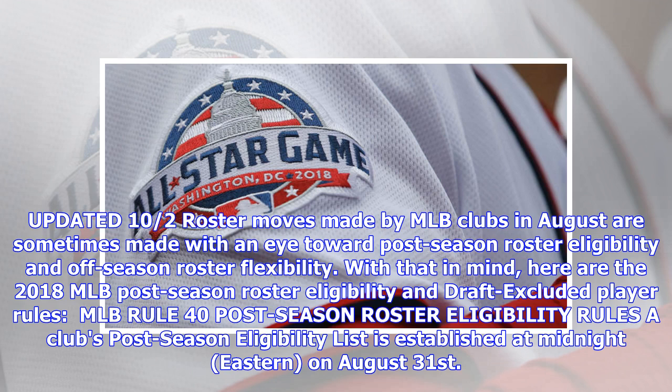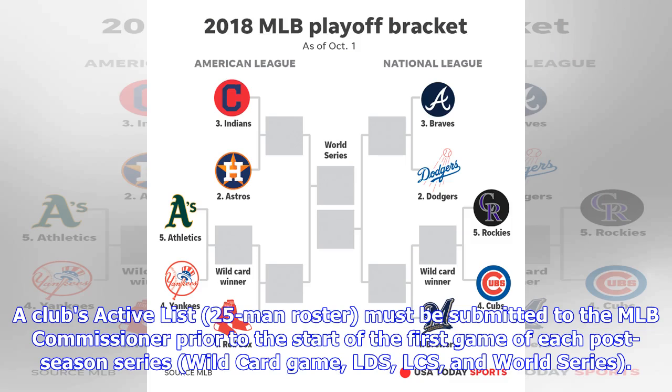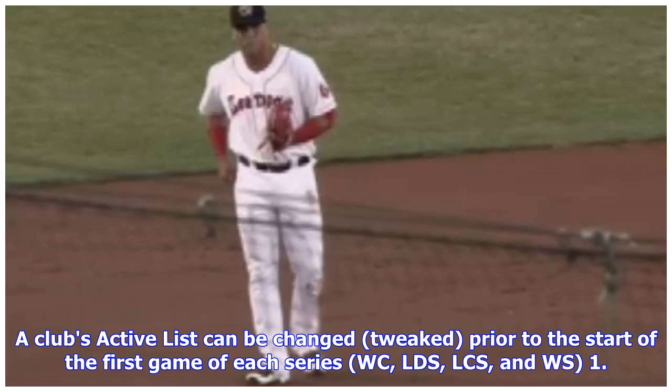MLB Rule 40 postseason roster eligibility rules. A club's postseason eligibility list is established at midnight Eastern on August 31st. A club's active list, 25-man roster, must be submitted to the MLB Commissioner prior to the start of the first game of each postseason series: wild card game, LDS, LCS, and World Series. A club's active list can be tweaked prior to the start of the first game of each series.